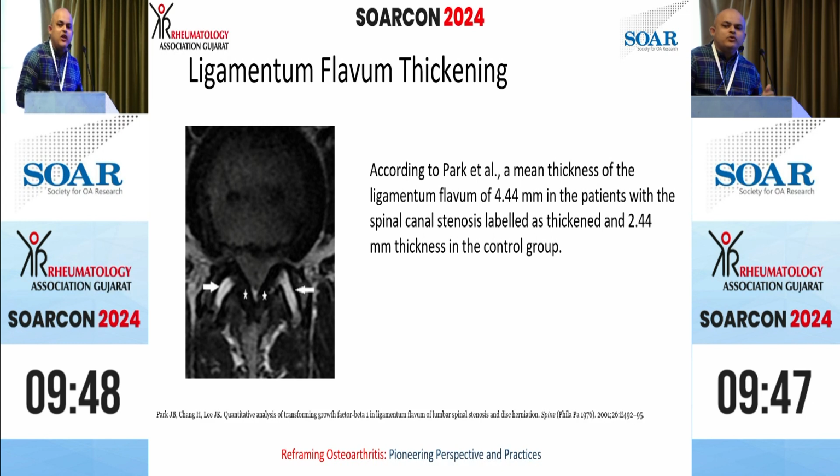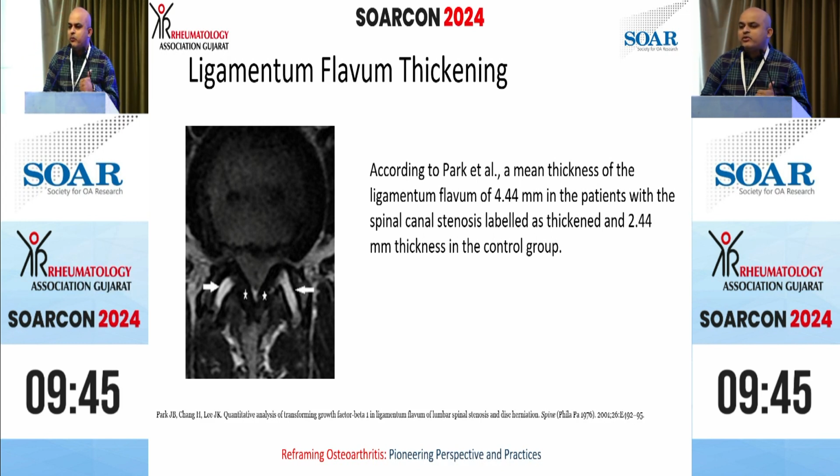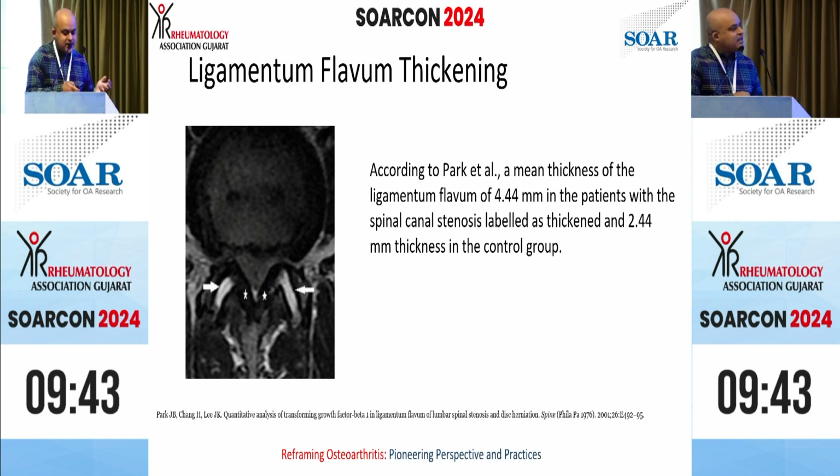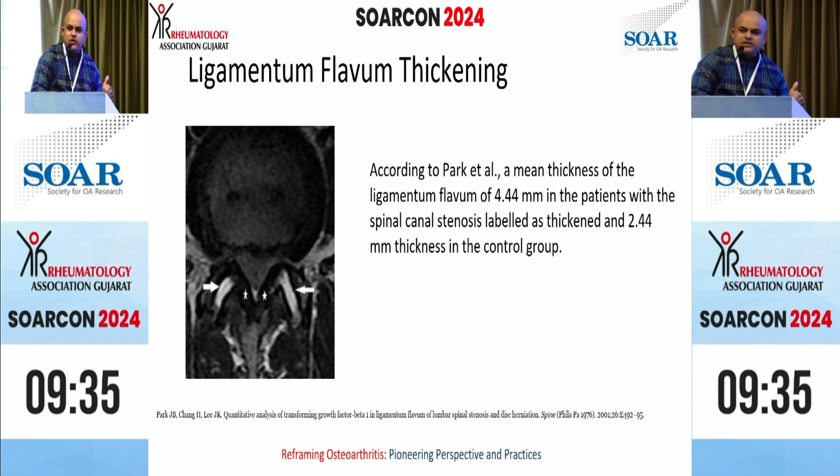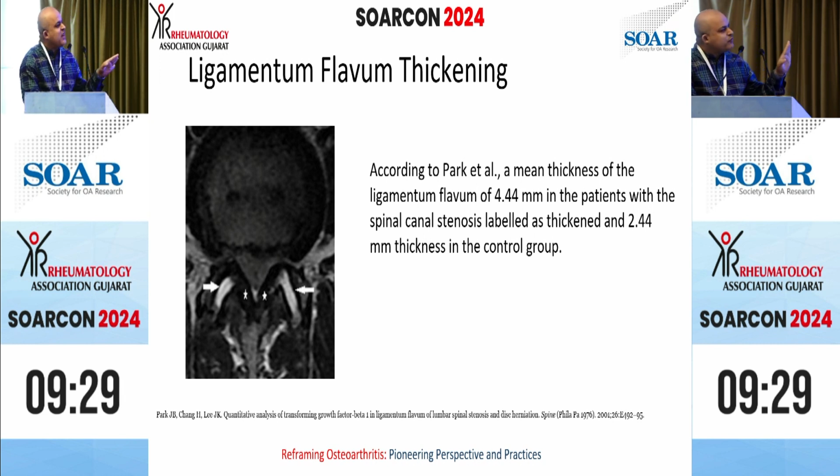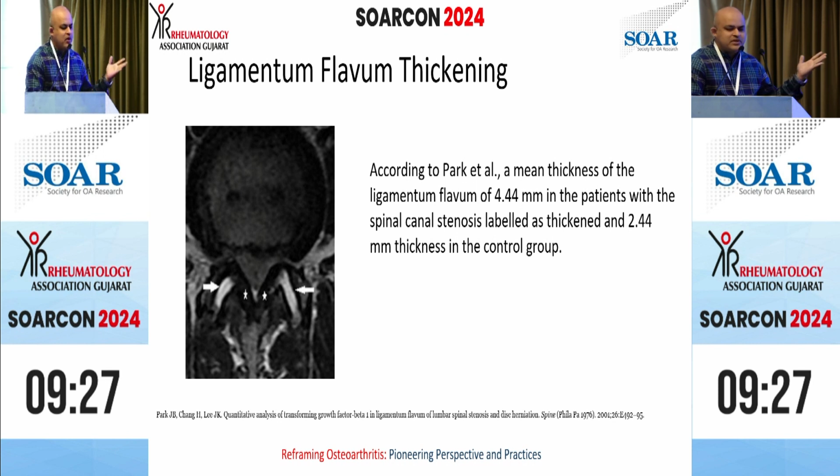Now commonly you use a term which is called ligamentum flavum hypertrophy. What's that actually? So there are studies, and normally if the ligamentum flavum is more than 4 mm, we consider that it is hypertrophied. So as I've already said, lumbar canal stenosis can be because of a disc bulge or ligamentum hypertrophy, or it can be a combination of both. The benchmark is 4.4 mm as per the study by Park, but you generally consider 4 mm.